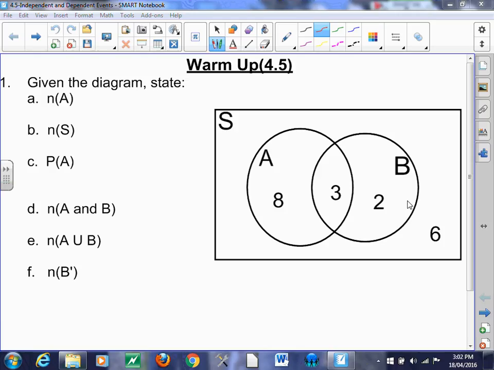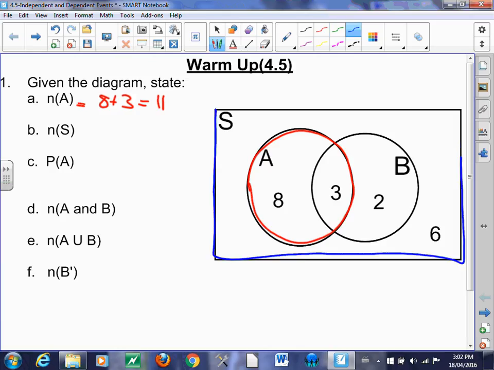So, given the diagram 1A, state the number in A. So the number in A, folks, is the number in the entire circle. So you're going to write down 8 plus 3, which equals 11. Okay? Number in the sample, folks, means everything. So all the numbers you see inside, which are inside the square box, I should say. So it's going to be 8 plus 3 plus 2 plus 6, which equals 19. Let me just fix that 8 up because it looks a little funny.